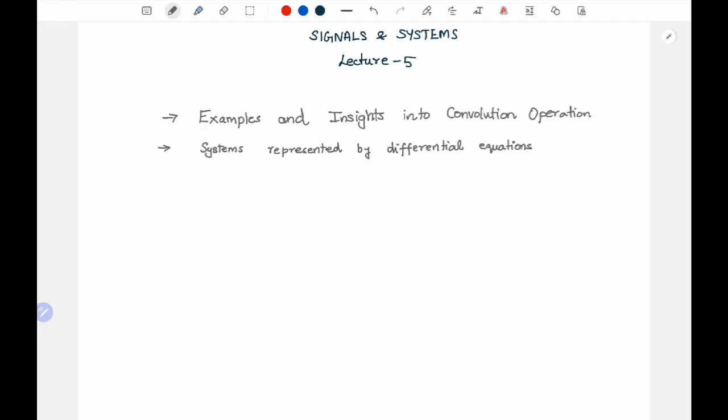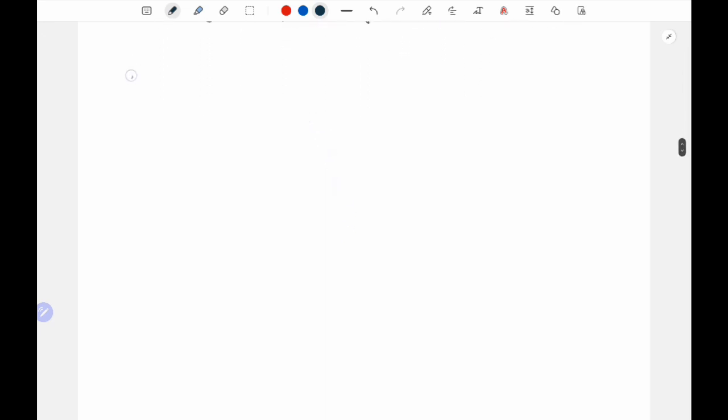In this video, we'll see some examples and insights into the convolution operation, and we'll see systems represented by differential equation. So let's get started. So first we have the convolution operation. The operation and integral are synonymous because in continuous time it is actually an integral.